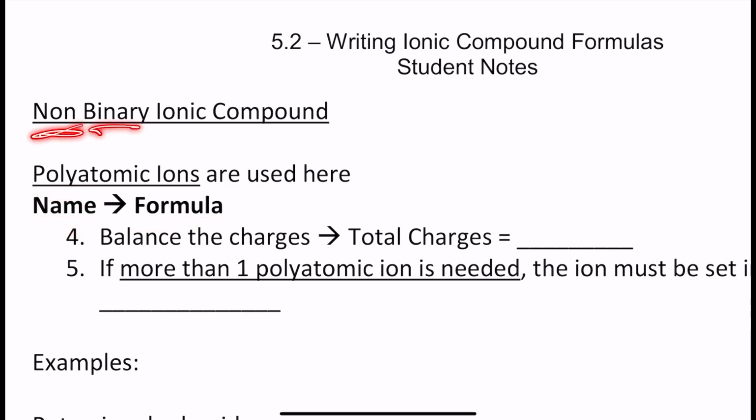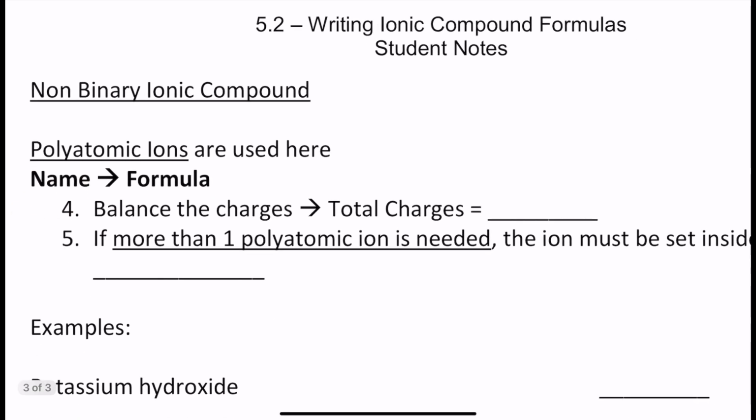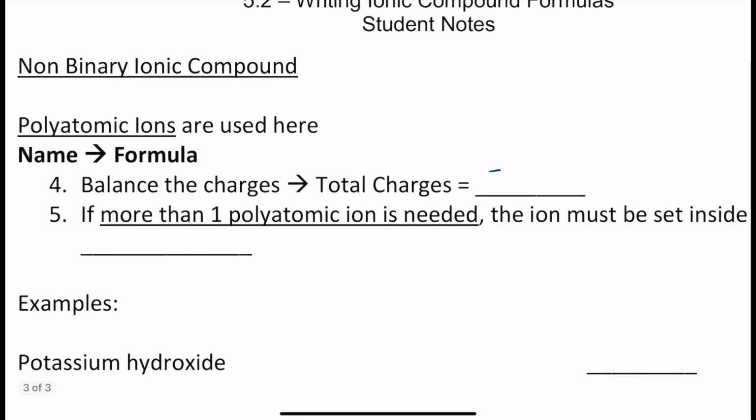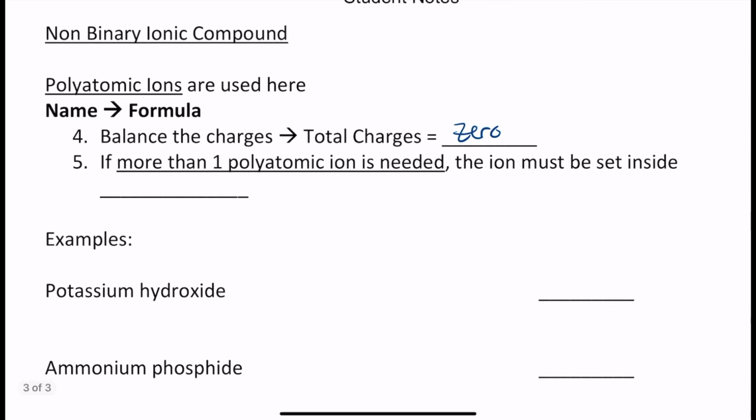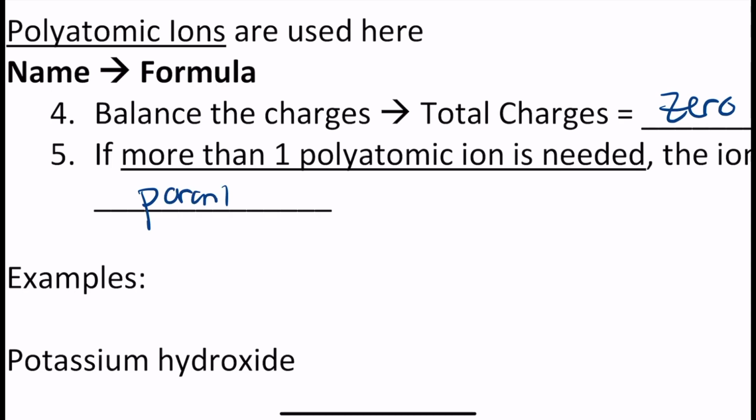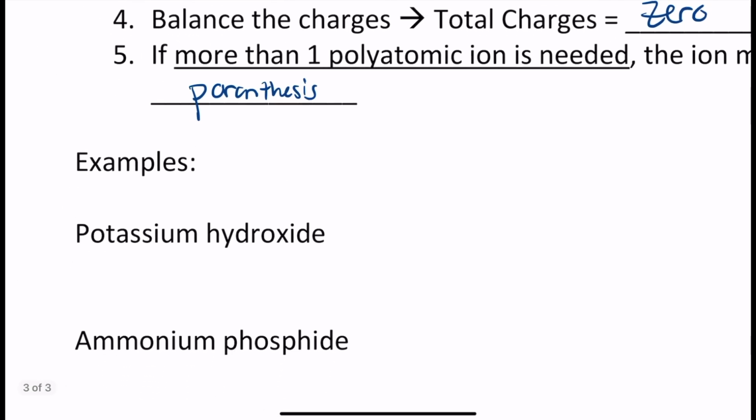By the way, non-binary just means there's more than 2 different things. Okay, so once again, total charges add up to 0, and you might have seen some of these examples before, but if you need more than 1 of a polyatomic ion to balance the charges, then you just put the polyatomic ion in parentheses, and then you put how much of it you want on the bottom right, outside of the parentheses. So let's look at some of these examples.